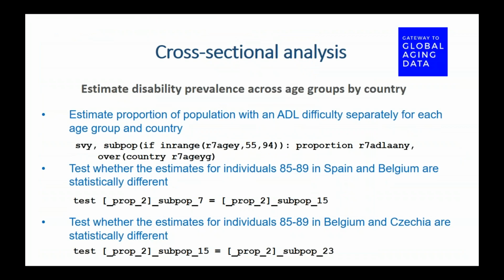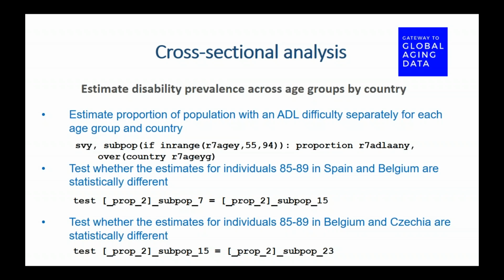We can also estimate, as I mentioned, disability prevalence across age groups and by country. So can we see different age trends in different countries? And this is really simple inside of Stata. Again, we've already told Stata how our survey design is set up. So the only change between this first command and our previous command is in that over category, where we're going to add our indicator of country. So we're going to say over country and our age groups.